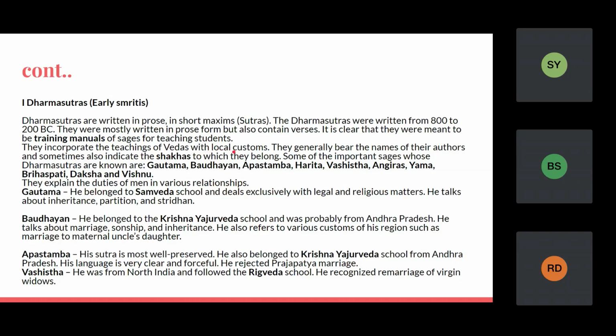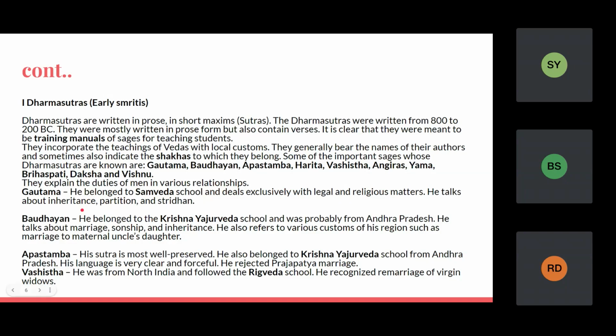So, with the help of local customs, they used to, yeah, they really bear the names of the authors. So, how can we know? In today's circumstances, all these things will be known only to the Brahmin community. But then, we are supposed to read in our Hindu law class. Some of the sages whose Dharma Sutras were very important were Gautama, Baudhayan, Apastamba, Harita, Vasishtha, Angiras, Yama, and all of those.